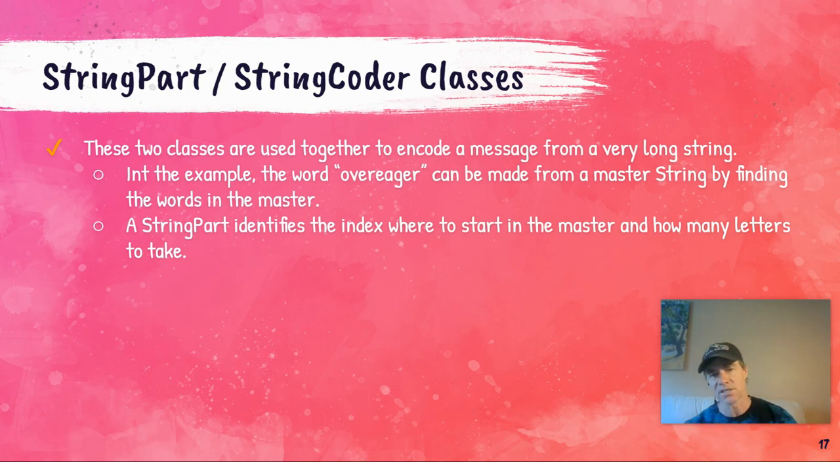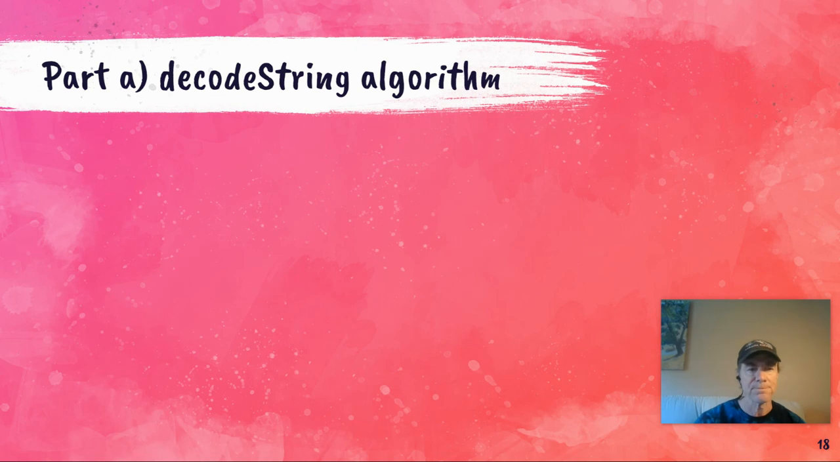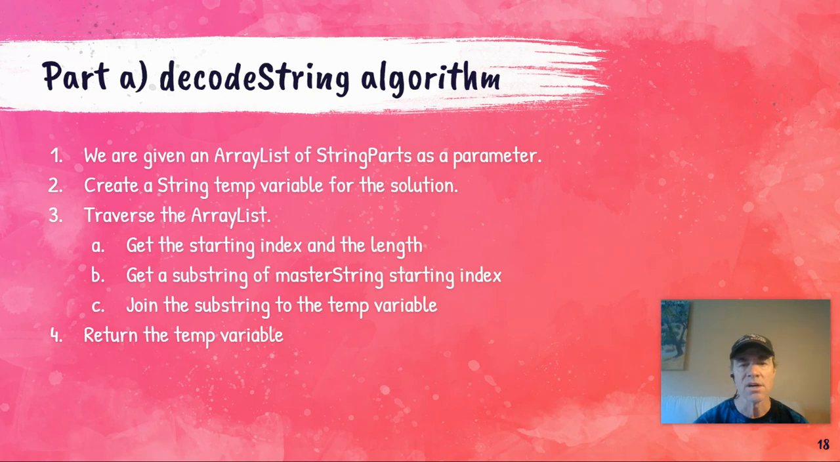Our job is to write the decode string method in part A, and then part B is we have to write how to decode that. All right, so we have an array list of string parts. We're given that as a parameter. And we're trying to go through all of those, doing substrings to that master, starting at different points, going for however long that is going to go, pull out a substring of that, and then put those all together in a temp.